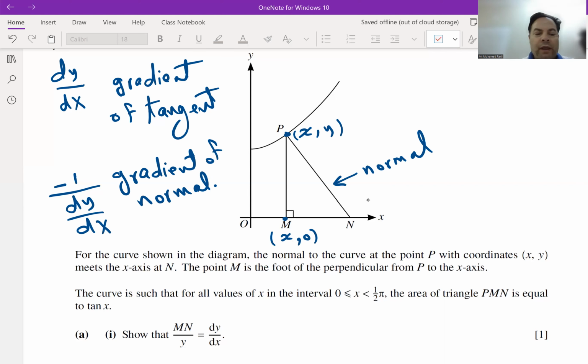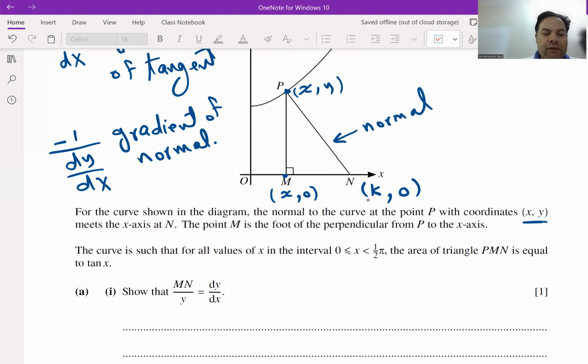So PN is a normal passing through point X and Y, meeting the x-axis at N. So the coordinates of the point N, let's say, write it K and 0. The point M is the foot, meaning perpendicular from P to the x-axis. So this is a right-angled triangle.